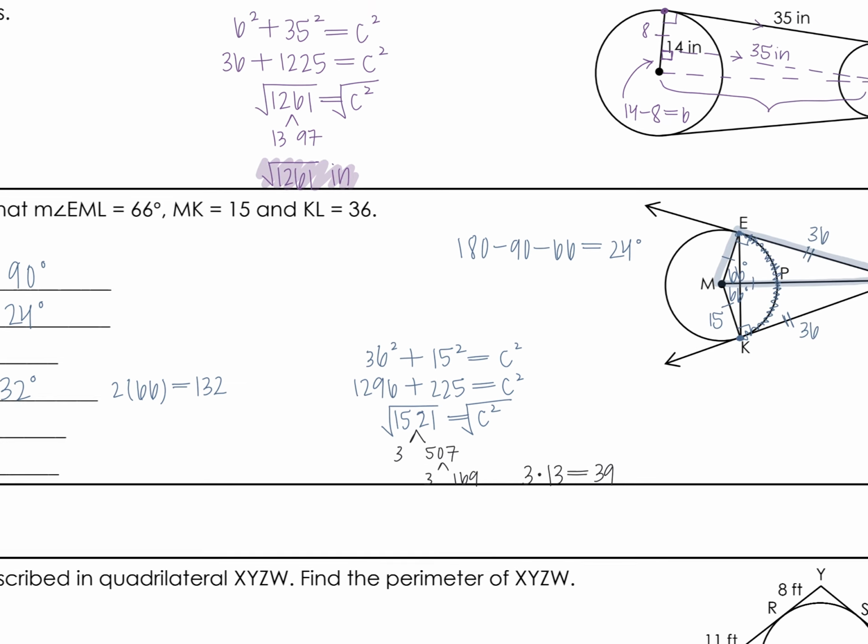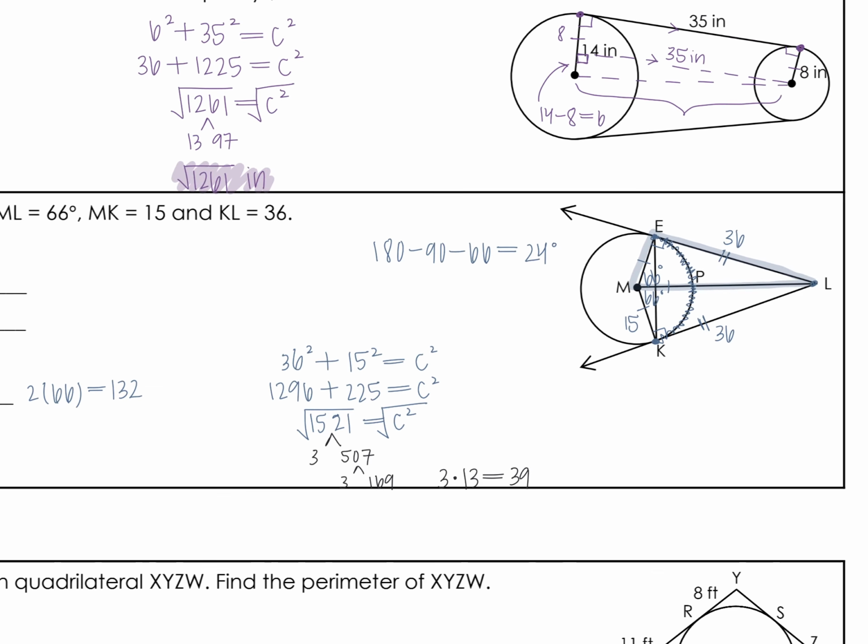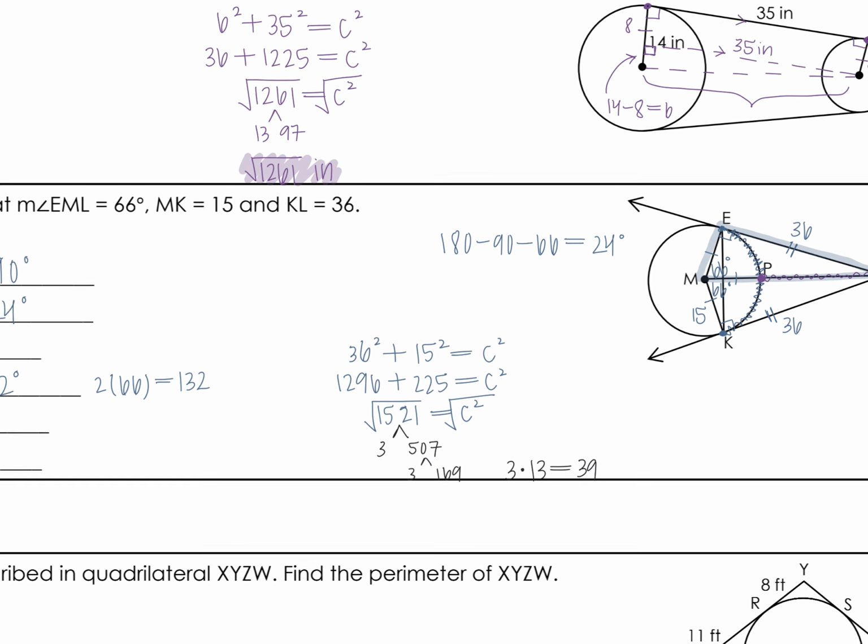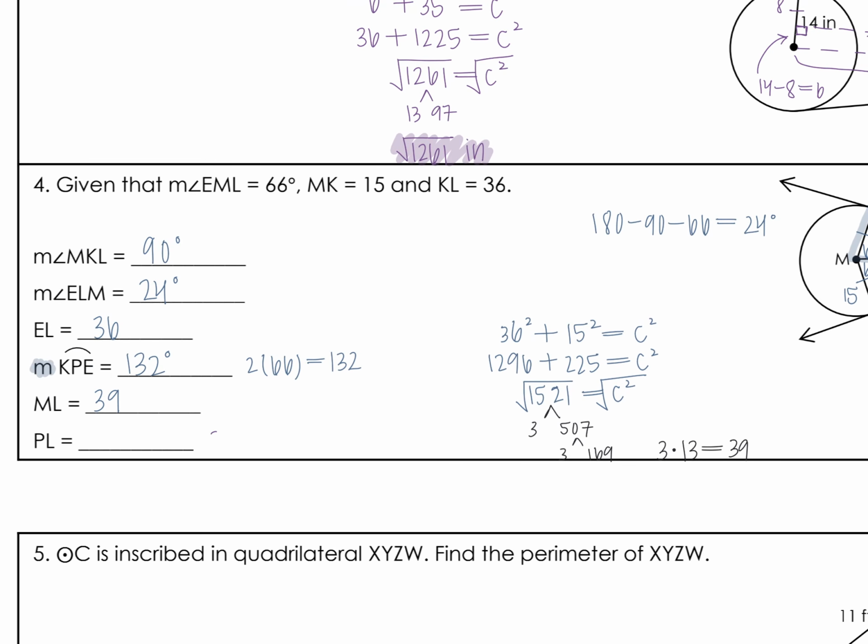And then moving into that length of P to L. Let me use a different color here since I've got a lot going on. From P to L, this segment length is what I'm trying to find. Once again, remember that M to P is a radius, it's 15. And we just found out that M to L is 39. So I can subtract that 39 minus my radius of 15, and I'm going to be left with 24.